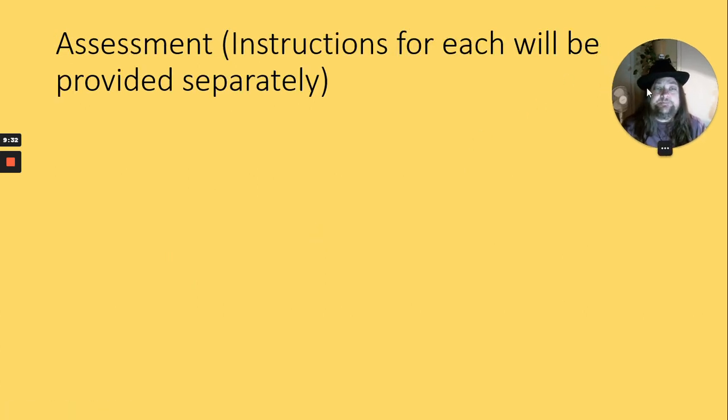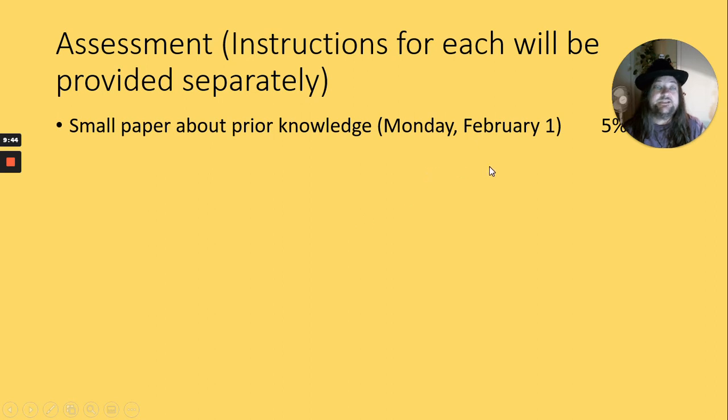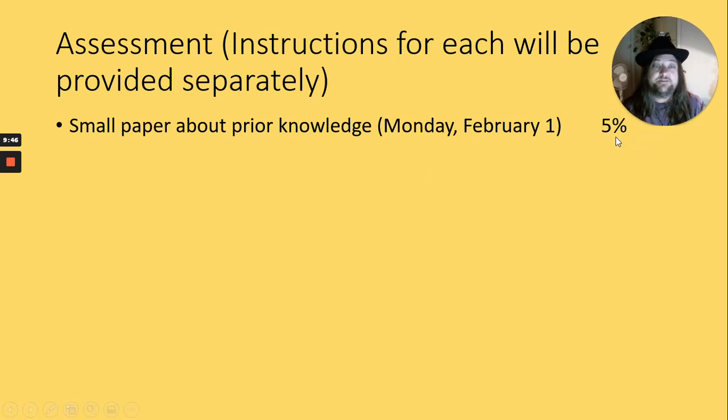So in terms of a bigger set of assessments throughout the semester, again, for each thing on here, you're going to get a document that explains everything. So February 1st, there's a small 5% paper. It's not going to be anything huge, and that's just going to be a way for you to let me know what you already know, or what you think you know, or what you've been exposed to.